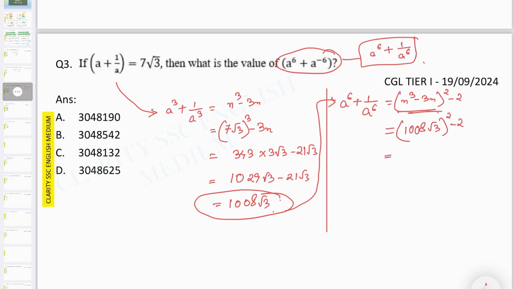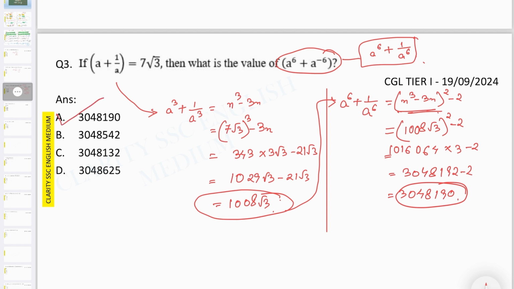So what will be the value of this? This is 1008 square, which is 1016064, and root 3 square is 3, minus 2. So 3048192 minus 2. 3048190 is the correct answer. So the correct answer is A. A for Aladdin. Aladdin is the correct answer: 3048190.